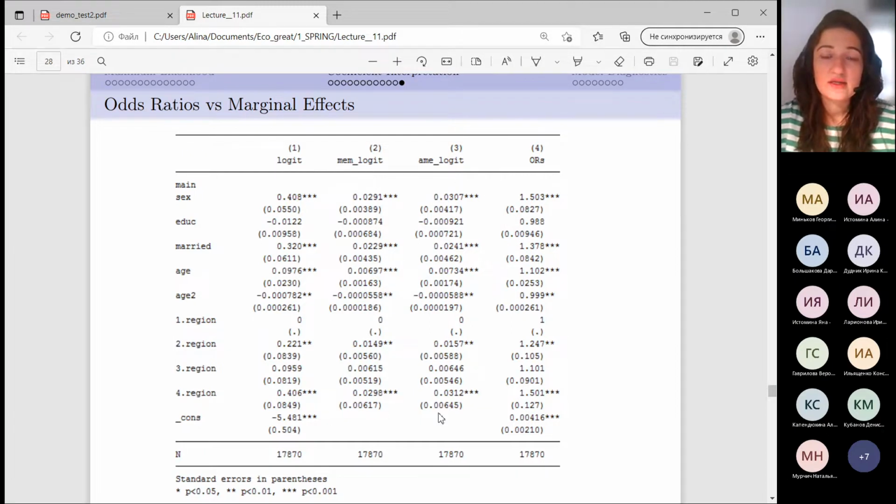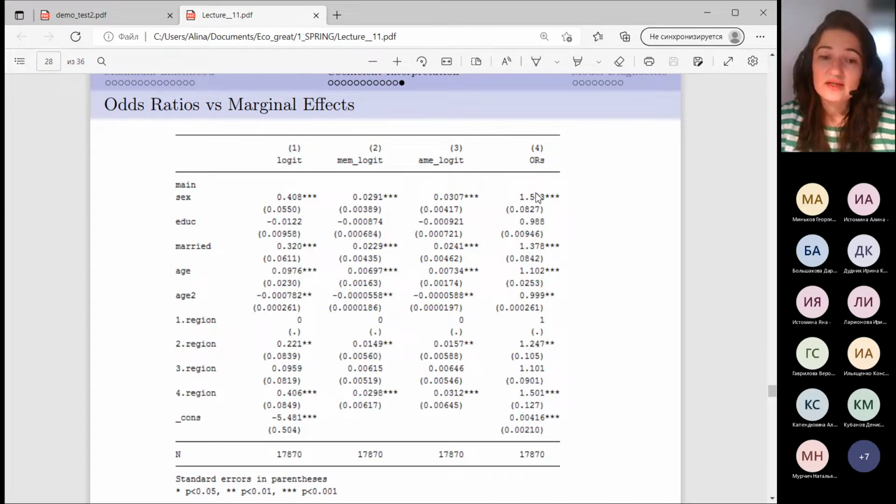Now let's compare the second and the third column. You can see that the marginal effects in both cases are very similar. Yeah. The interpretation is almost the same as you interpret the coefficients after the linear probability model.